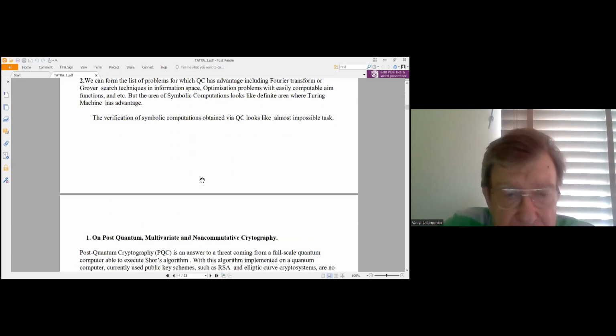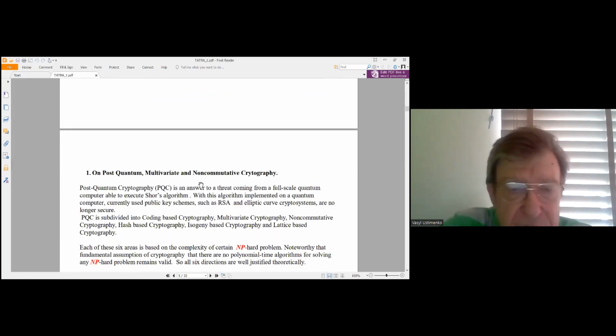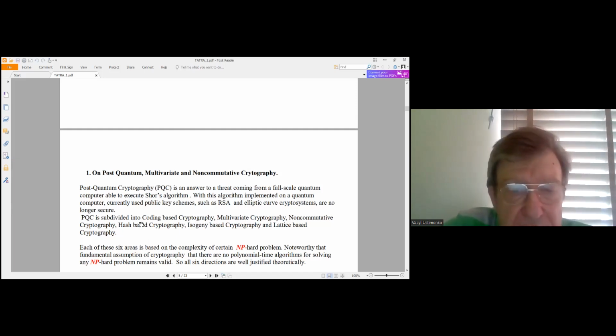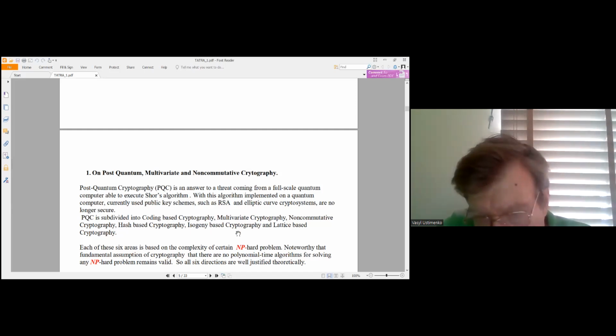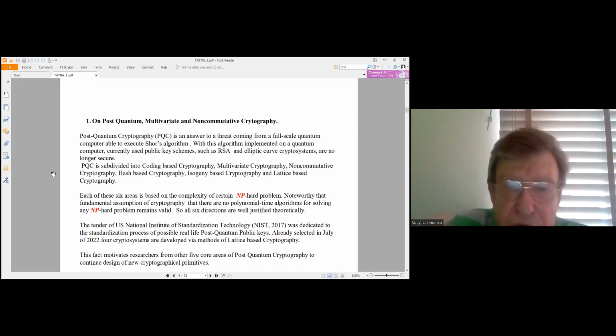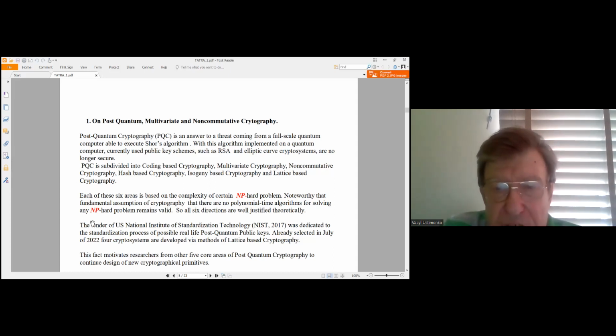Actually, this area is subdivided into several directions, so-called elliptic curve cryptosystems. Actually, we need super elliptic curves because elliptic curve cryptosystems are breakable. But actually, the list of this area is coding-based cryptography, multivariate cryptography, non-commutative cryptography, hash-based cryptography, isogeny-based cryptography, where those super elliptic curves are located, and lattice-based cryptography. Each of these directions is well justified via some NP-hard problem. So research is supposed to go on in each area.